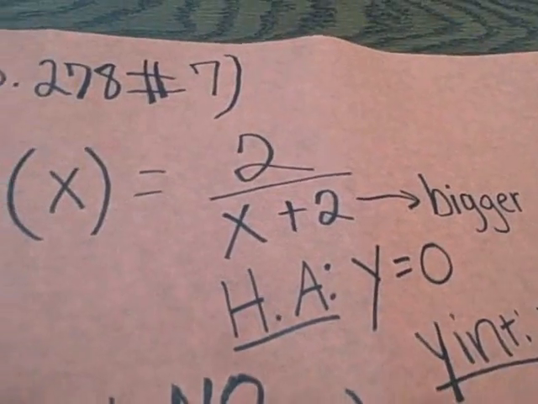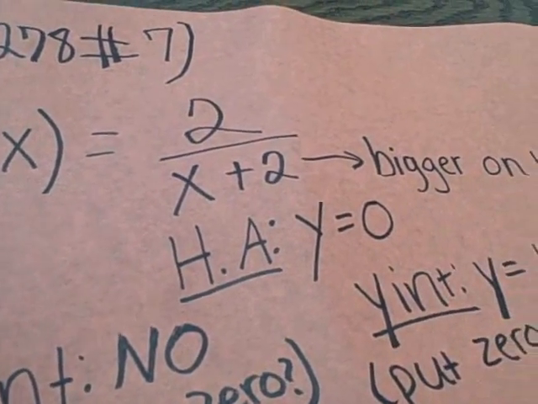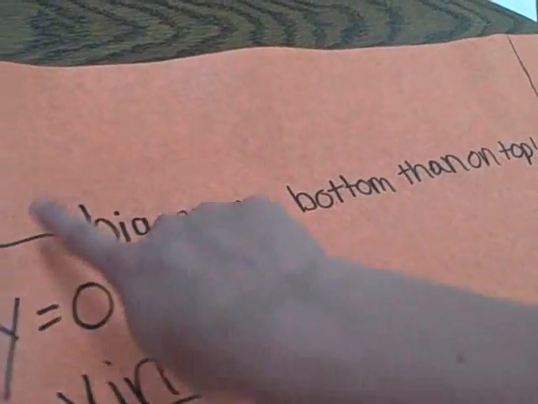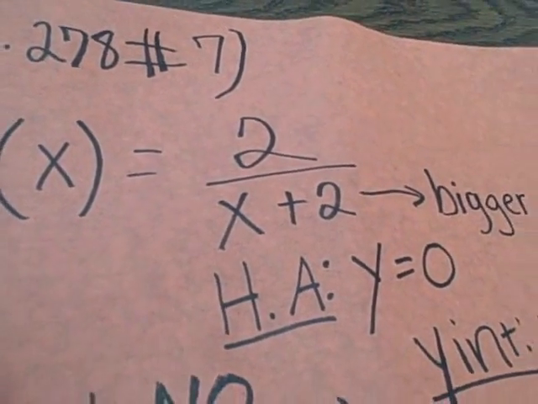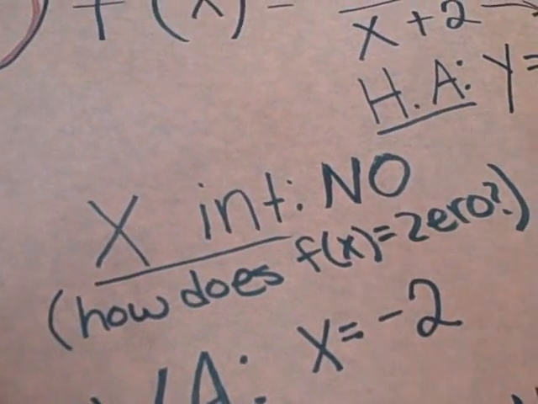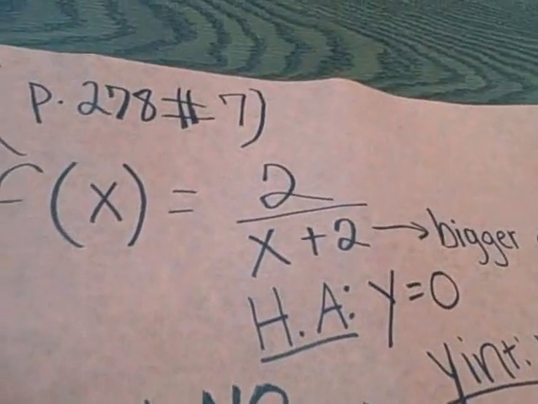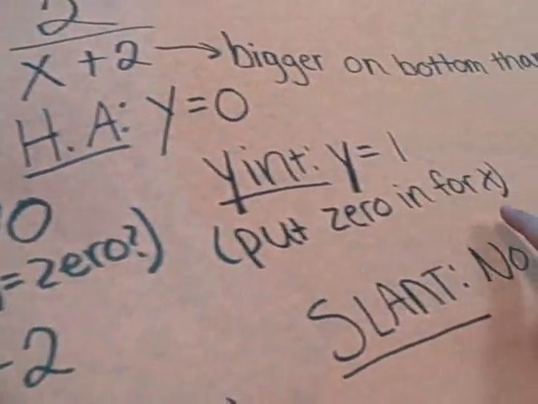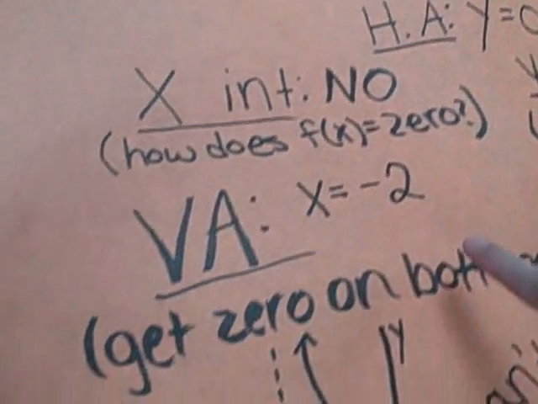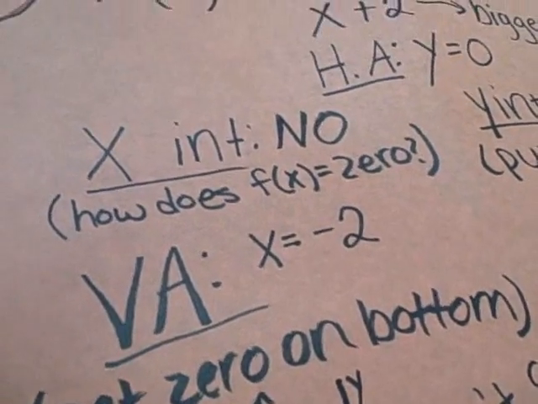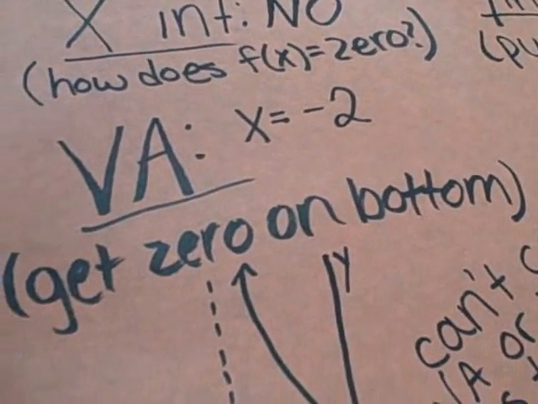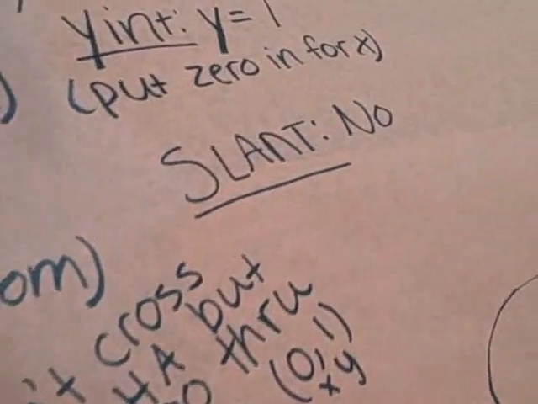Okay, so our horizontal asymptote is y equals 0 because if you look at the problem, it's bigger on the bottom than it is on the top because you have an x on the bottom. Your x-intercept, you don't have one because there's no x on top. And your y-intercept is y equals 1. You put 0 in for x. Your vertical asymptote is x equals -2 because -2 plus 2 equals 0, and that's what you're trying to get. And we don't have a slant.